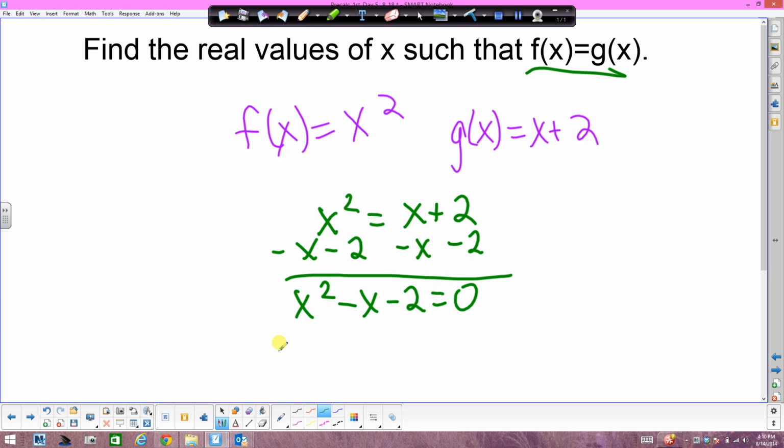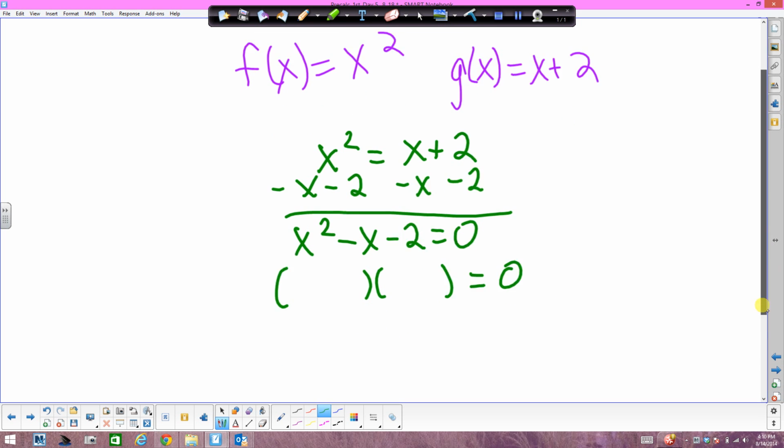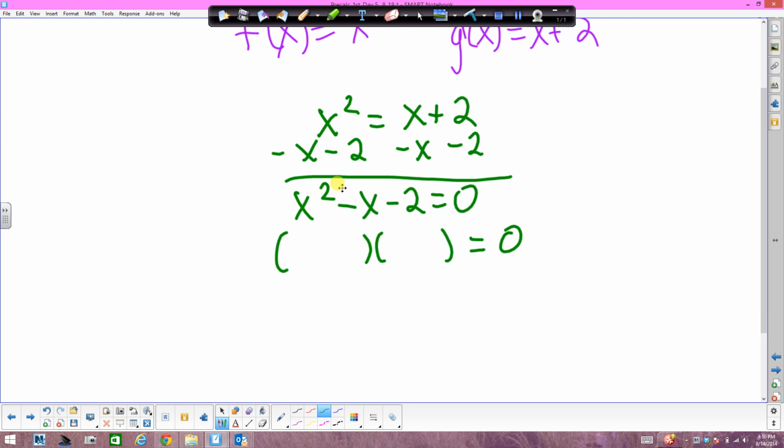And the easiest way to do this is going to be to factor or reverse FOIL, which is why I gave you the warm-up problems I did, so that it would help you remember how to do this. So we need factors of -2 that would add to give us -1. Which would be x minus 2 and x plus 1.